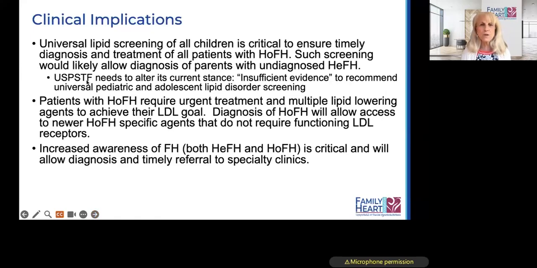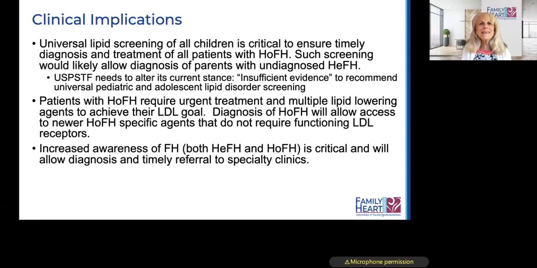Preventive Service Task Force, whose mandate it is to promote health and preserve life. And what they say is, and they've had multiple times when they've reviewed the evidence for universal screening in children and adolescents, and each time they've had the opportunity, they've said there's insufficient evidence to recommend universal pediatric and adolescent lipid disorder screening. And this gives clinicians an out, saying, I'm not going to screen.